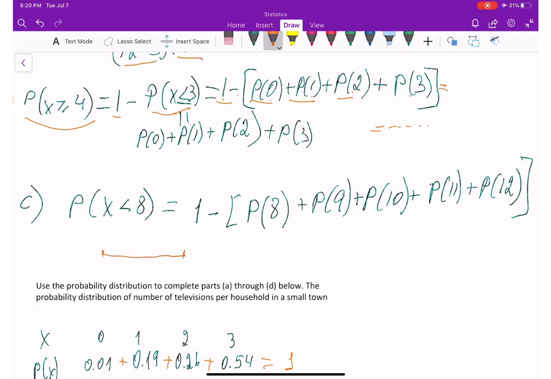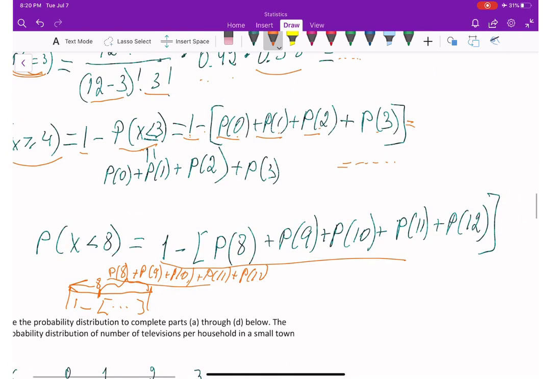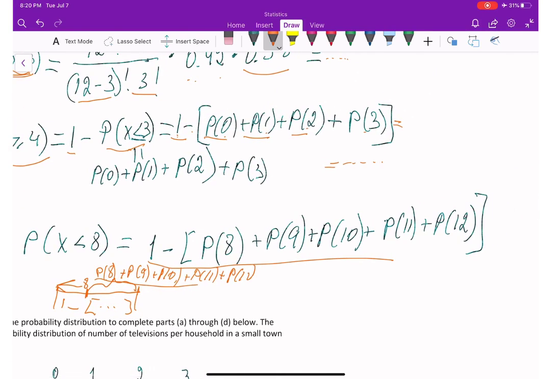If this is my 8, and I can find out this 8, which is going to be probability of 8 plus probability of 9, probability of 10, probability of 11, probability of 12, and this is 100% or 1. If I do 1 minus all this probability here, I will get probability is less than 8, because this is my 8 here. Make sense? So what you have to do, find the probability x is equal 8, x is equal 9, x is equal 10, 11, 12.